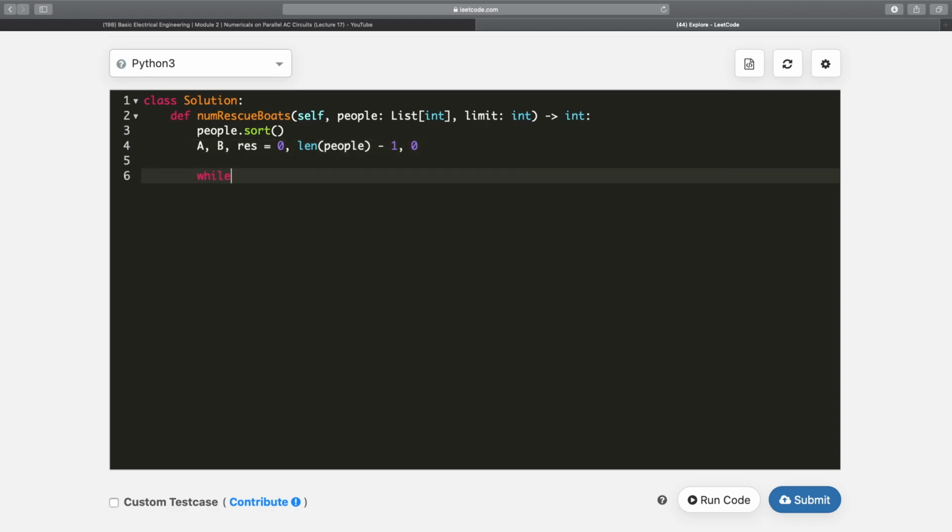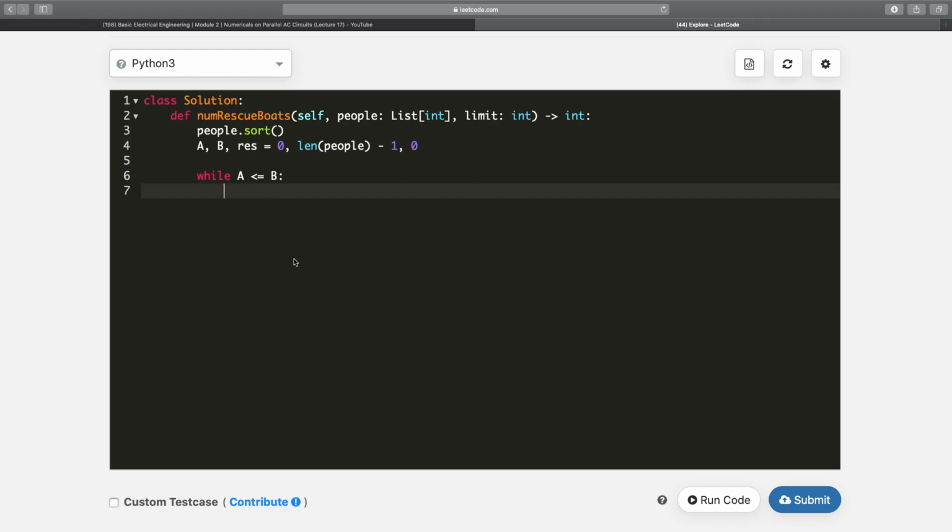Now we're going to go inside of a while condition, and the condition is pretty simple. We're going to keep going as long as the A value, in other words, the smaller value, the leftmost value, is less than or equal to the B value. As long as that's true, we're going to keep going inside of this. Each time we enter this, we're going to be increasing our result by 1. So result plus equals 1.